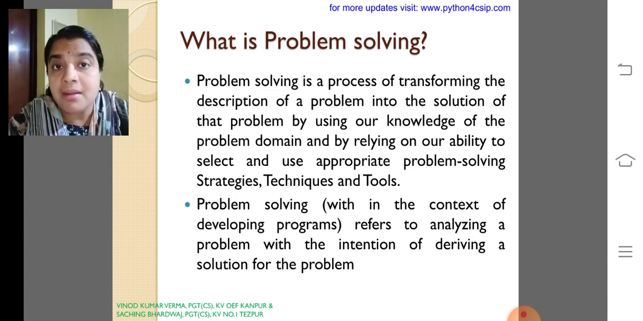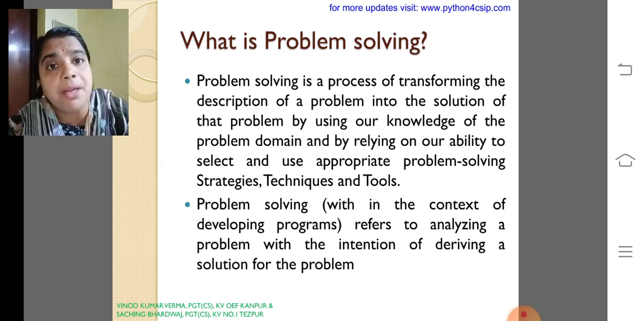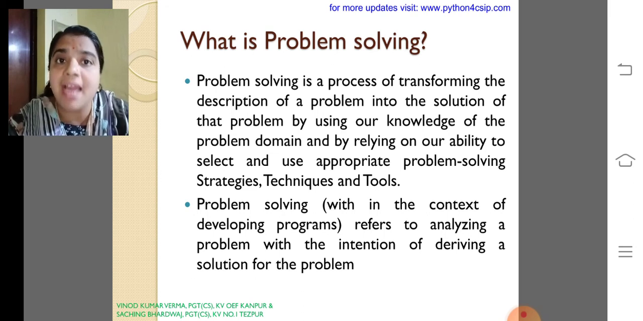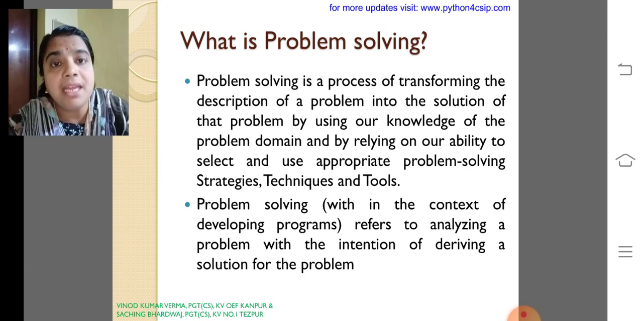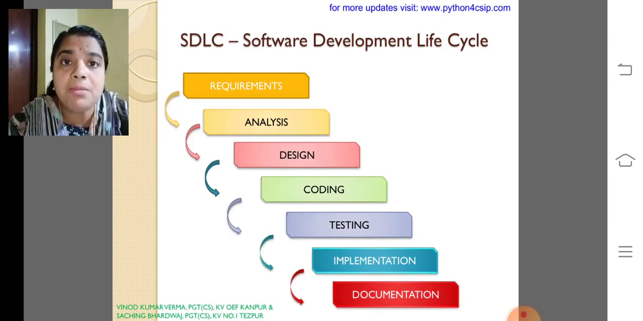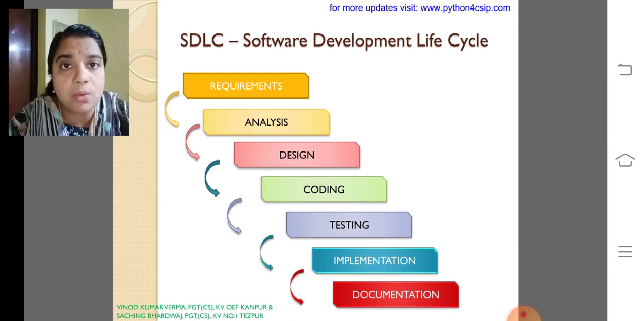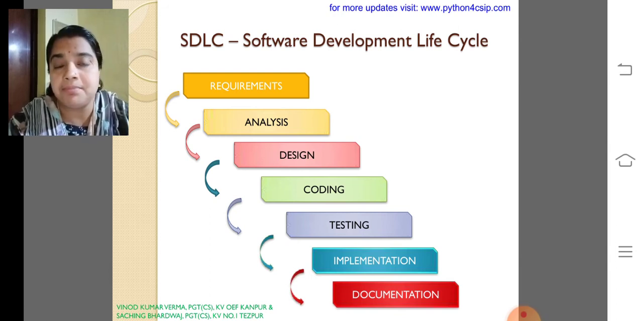My dear children, problem solving is an ability of a human being by using some common strategies, techniques and tools. As we are all computer programmers, we have to solve many real-time problems. The problem solving in the computer region is done through software development.